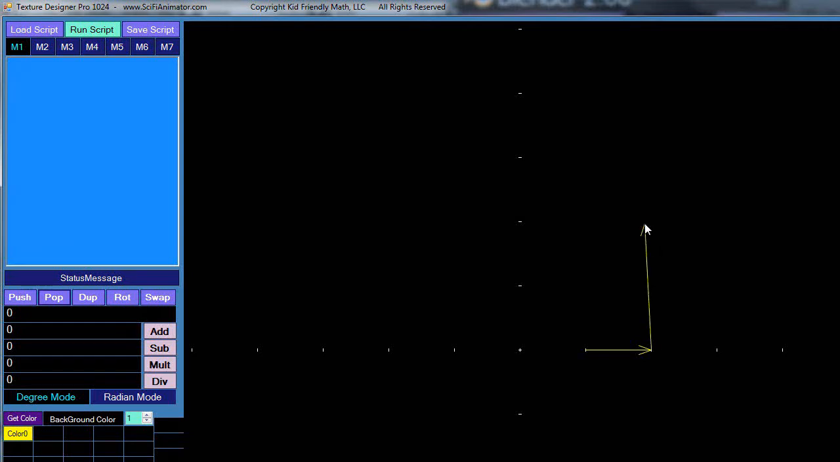Then I could draw another one that would go from here, and maybe I was going north and I draw it up to here. Well, it's not quite north, but close. That kind of gives you an idea. So this vector is going from here to here.